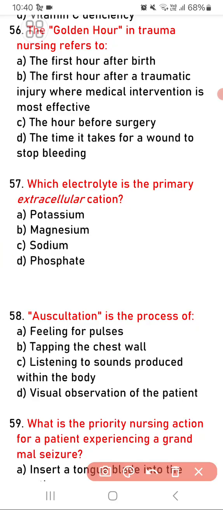The golden hour in trauma nursing refers to the first hour after a traumatic injury where medical intervention is most effective. Which electrolyte is the primary extracellular cation? Sodium. Auscultation is the process of listening to sounds produced within the body.